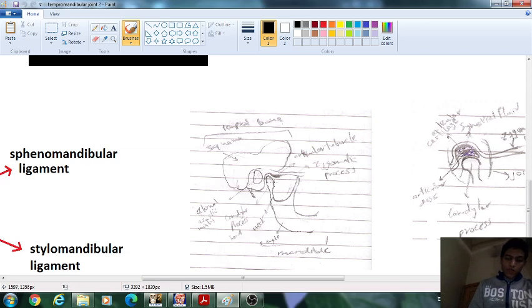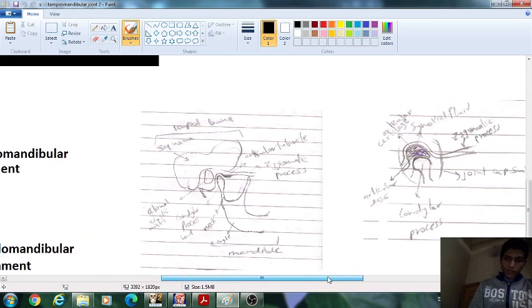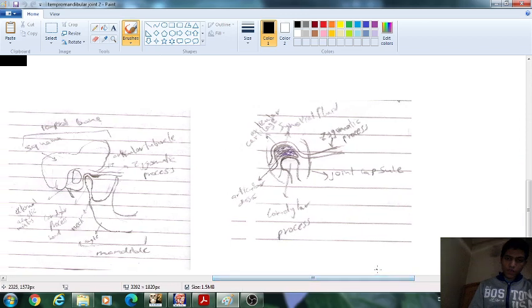to form the joint, but it's not that simple. This joint has a special feature, which is the articular disc. The articular disc divides the joint cavity into two compartments, the superior and the inferior compartments, and it's actually what gives the protrusion movement. It gives a wider range of motion to this joint.